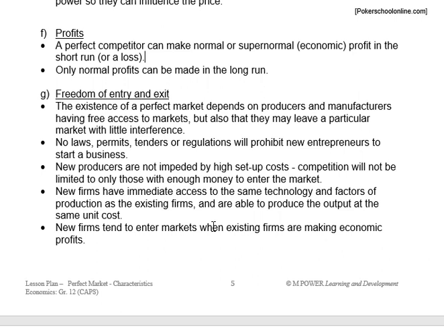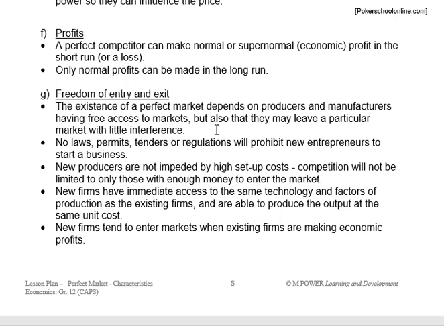How this works and why it is like this, we will look at later in this chapter. Okay. The next characteristic that is also very important is freedom of entry and exit. Now obviously, in the perfect market, we said there are many buyers and many sellers. The reason why there are many sellers is because it is easy for people to enter into this market.